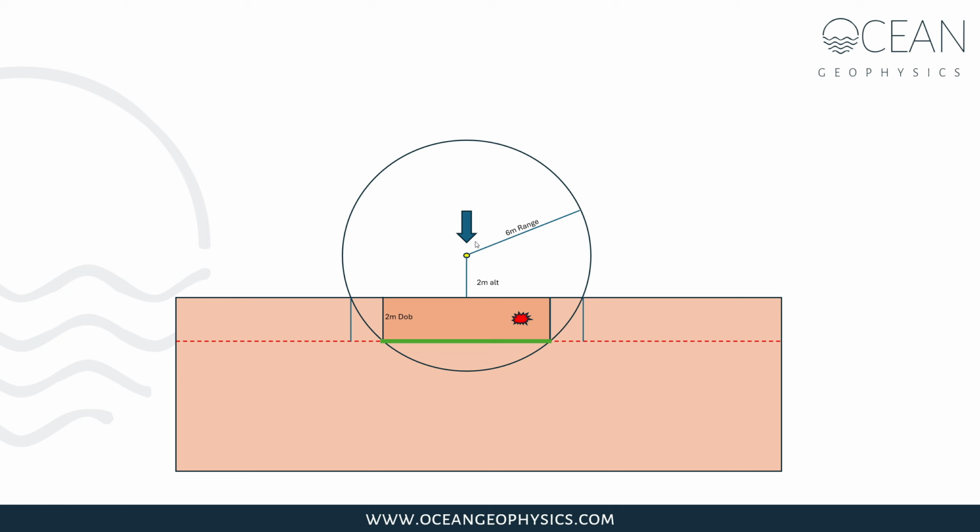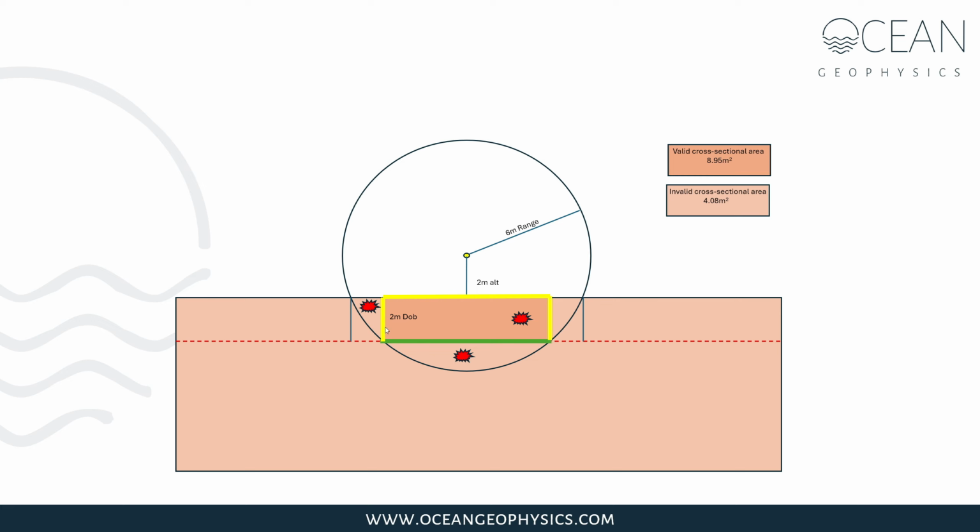This target will also plot at this position in our grid. And a target located here will also plot at this position in our grid. Regardless of where the target is, the only data point we have is where the magnetometer is located. All of these targets are within the 6 meter range. All of these targets will plot at this position with a target response size that requires the target to be picked. So why is this a problem?